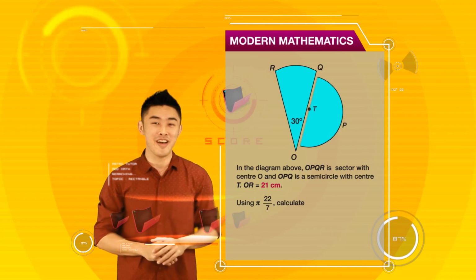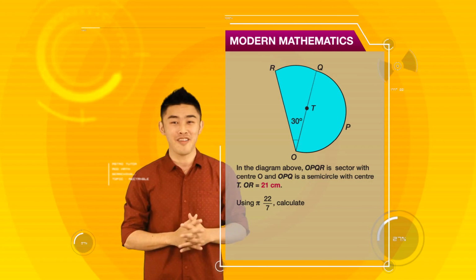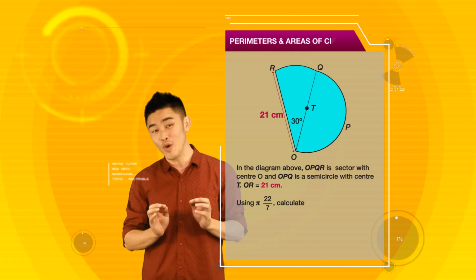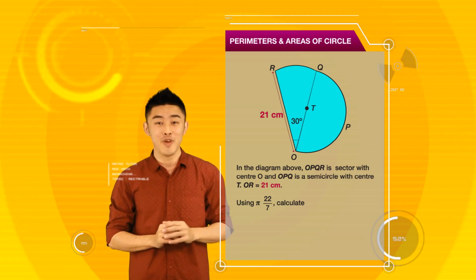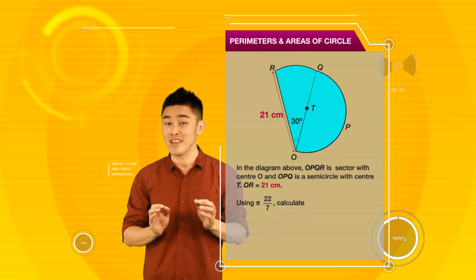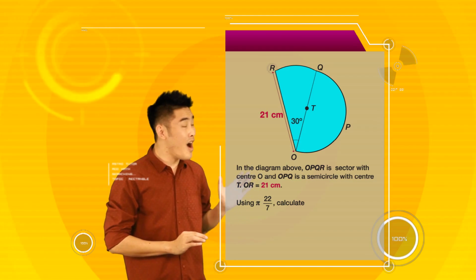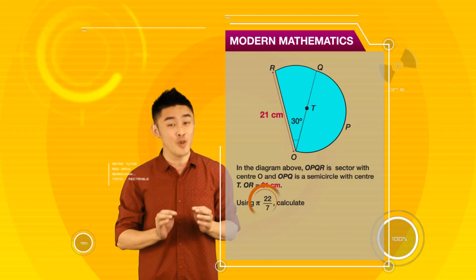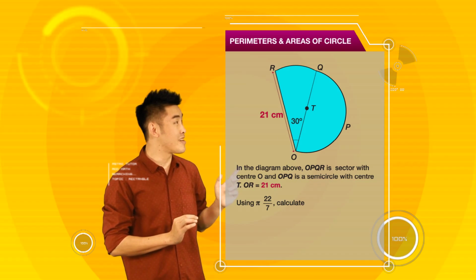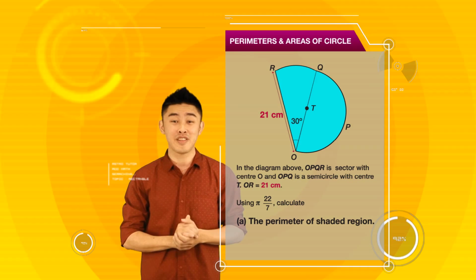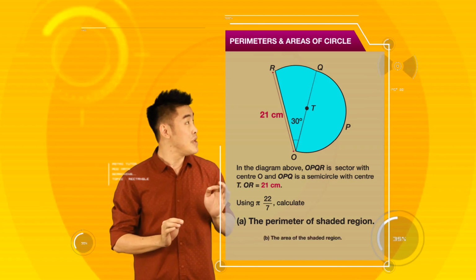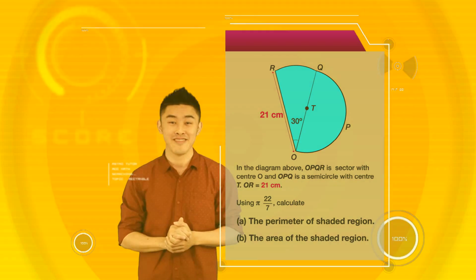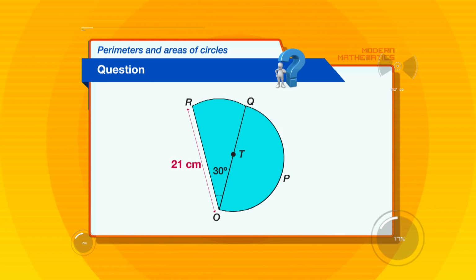Alright, now, in this diagram over here, we have OQR is a sector with center O, while OPQ is a semicircle with center T. It is given that OR equals 21 centimeters, so using pi as 22 over 7, we are supposed to calculate A, the perimeter of the shaded region, and B, the area of the shaded region. Now, perimeter is the length of the outskirts of the shape.